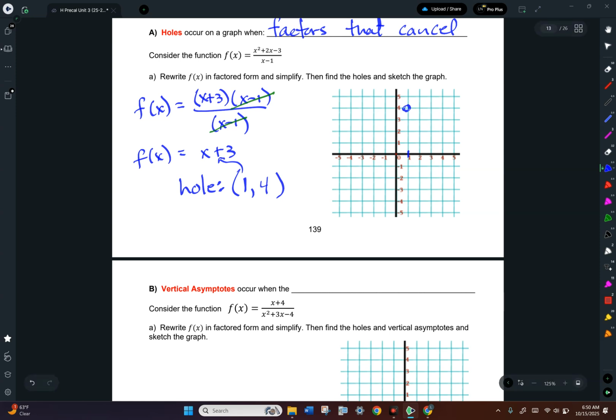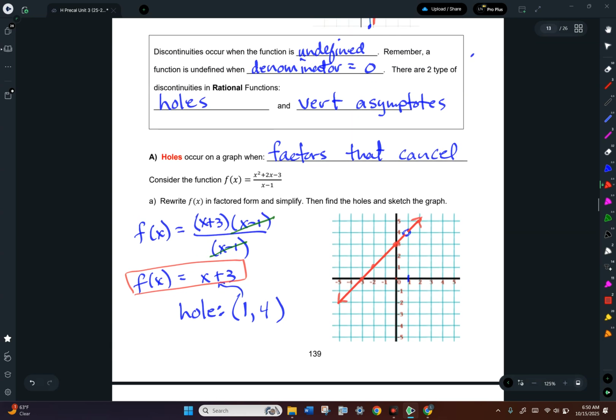What is the rest of the graph? Go to your simplified version of the equation. What is that the graph of? Isn't that just a line? Think mx plus b. So y-intercept of 3 with a slope of 1, up 1, over 1, as far as you want to mark it off. If I were to draw this line, it's something like that, but keep in mind we had a hole right there. So in this case, it was a line that had a hole in it.